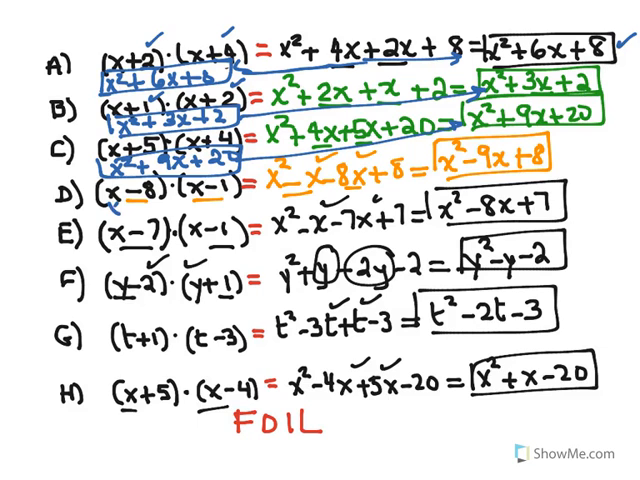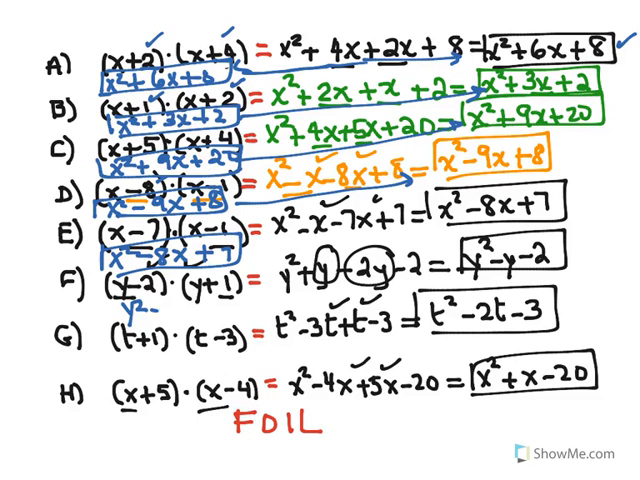Let me do with the negatives. X squared, negative 8 and negative 1 is negative 9x. Negative 8 times negative 1 is positive 8. And this is the same answer I'm getting doing the other way. Let me do this problem now. In here I have x squared, negative 7 and negative 1 is negative 8x. And negative 7 times negative 1 is positive 7. Okay, so I get the same answer.